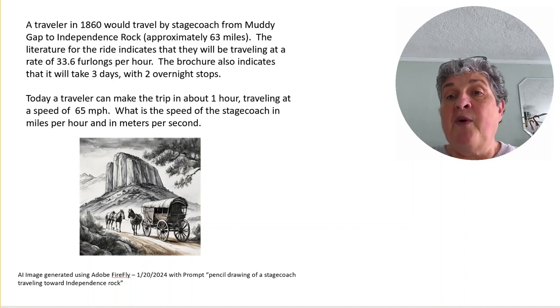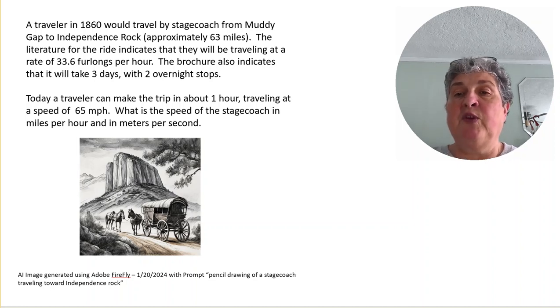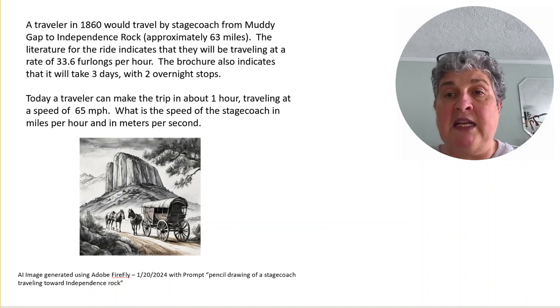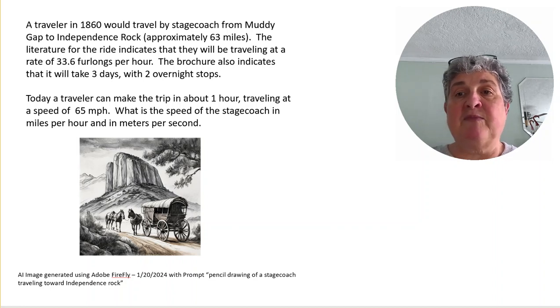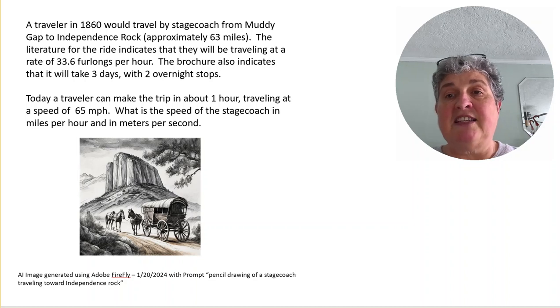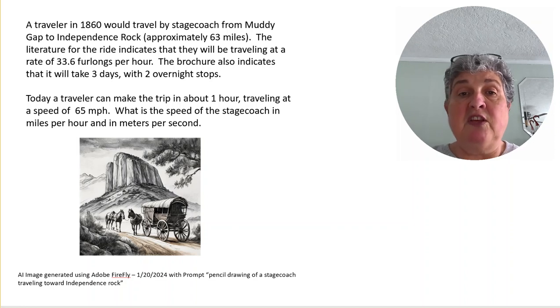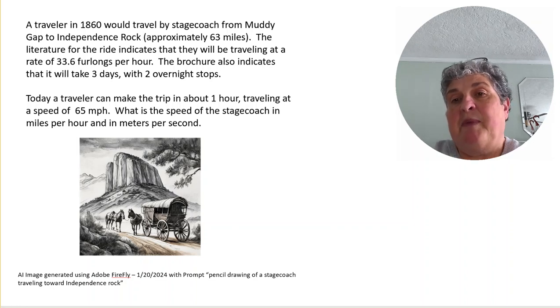What we want to know is, because furlong is an old-timey or historical unit of measure, although we still use furlongs per hour or furlongs per minute in horse racing, like the Kentucky Derby, we're going to look at that older unit of measurement that we don't typically use and convert it into something we have a little more familiarity with: miles per hour and meters per second. So we want to translate that 33.6 furlongs per hour into miles per hour.